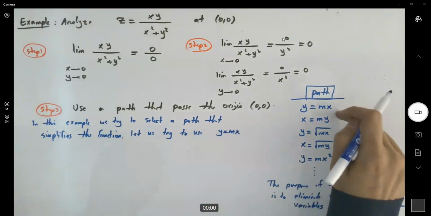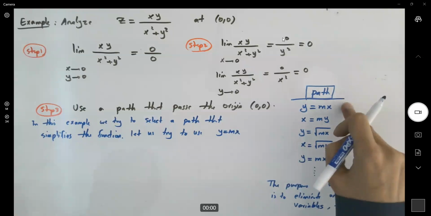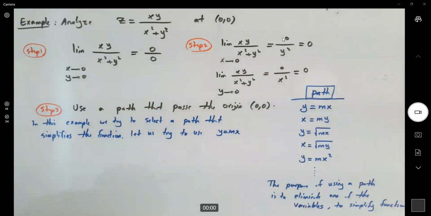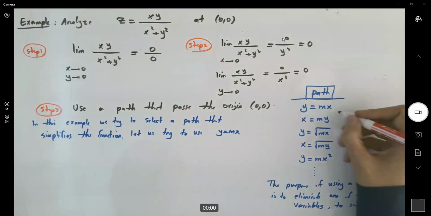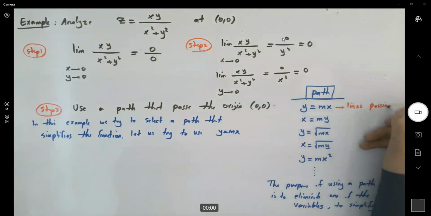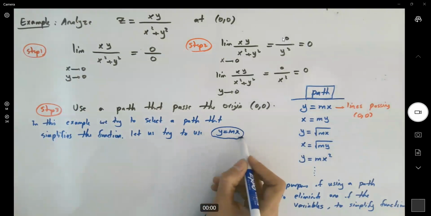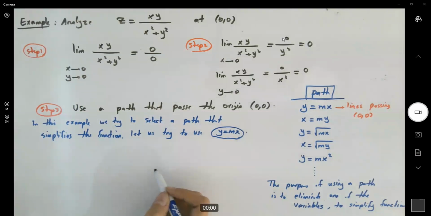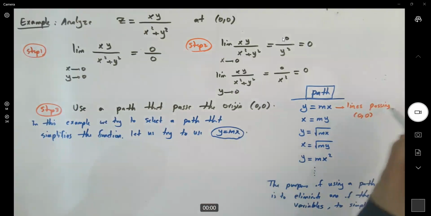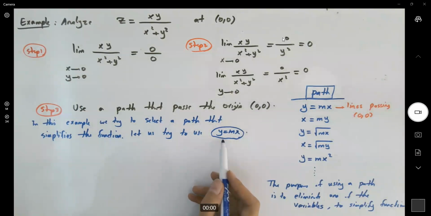Y equals mx is any line that passes through the origin. That's the meaning of these two lines. Y equals mx is a collection of lines, a lot of lines passing through the origin. I'm going to try to use this y equals mx, which is a collection of lines. Can I simplify my function using this? Does it help me to get rid of y?